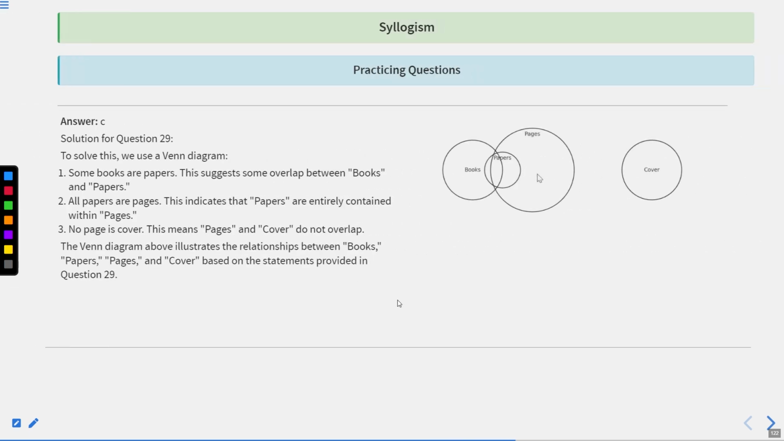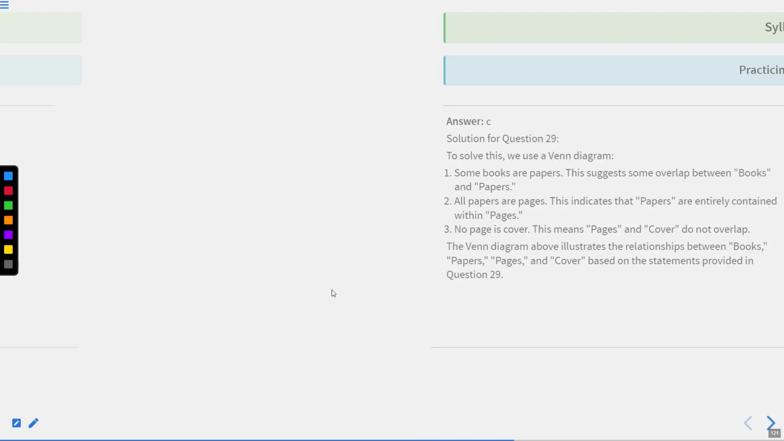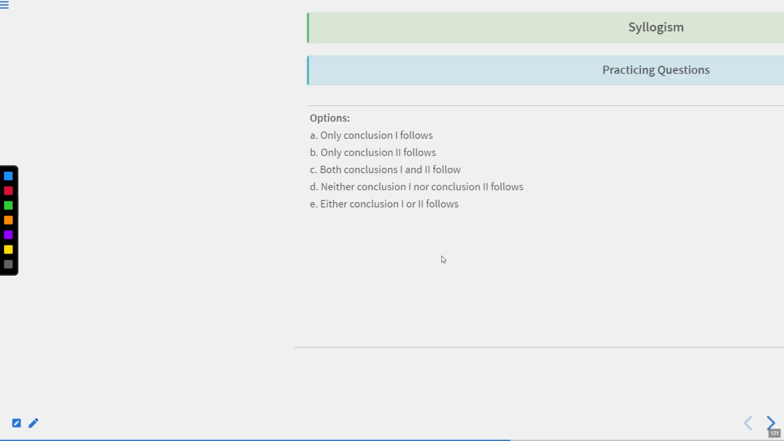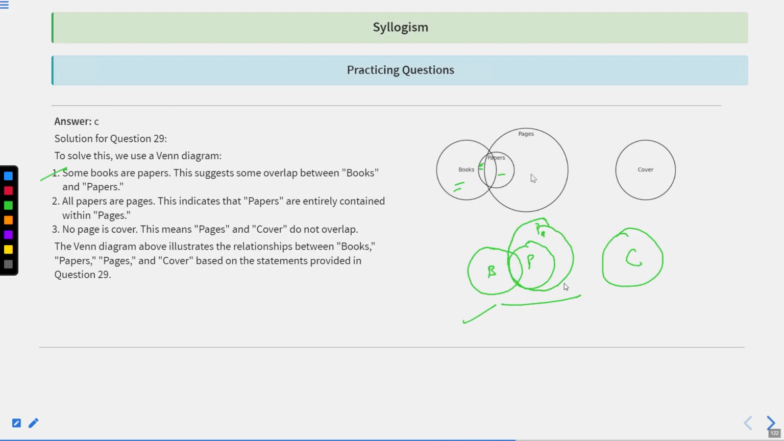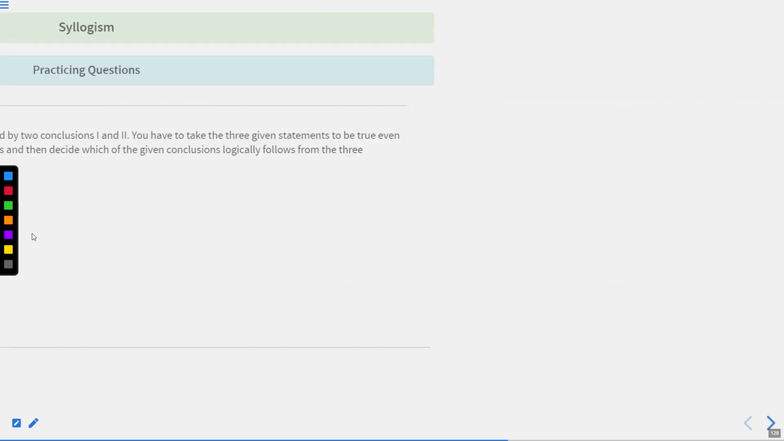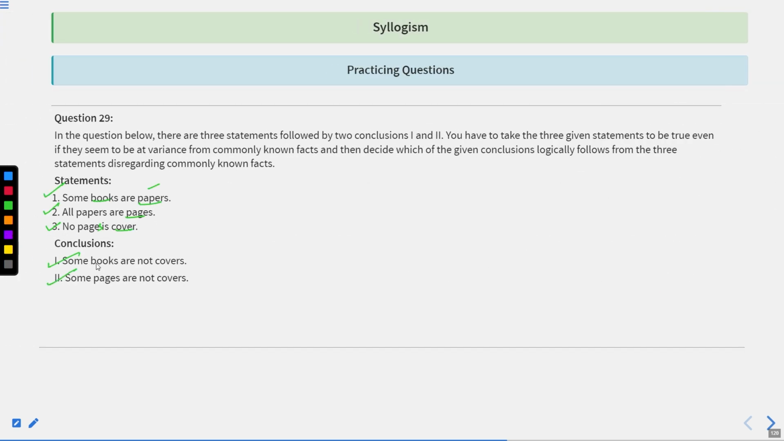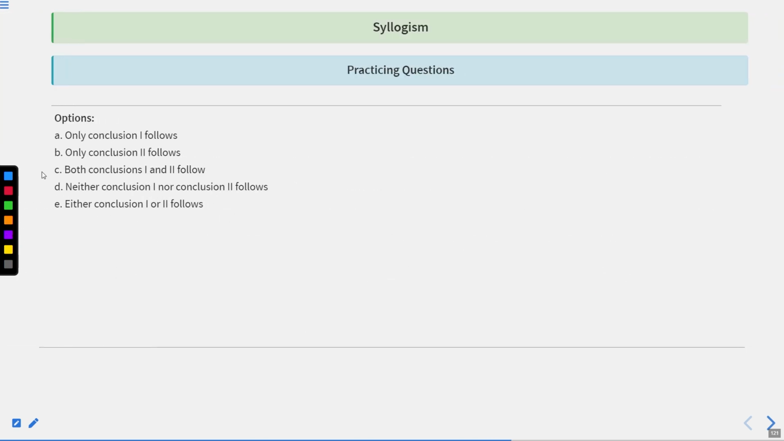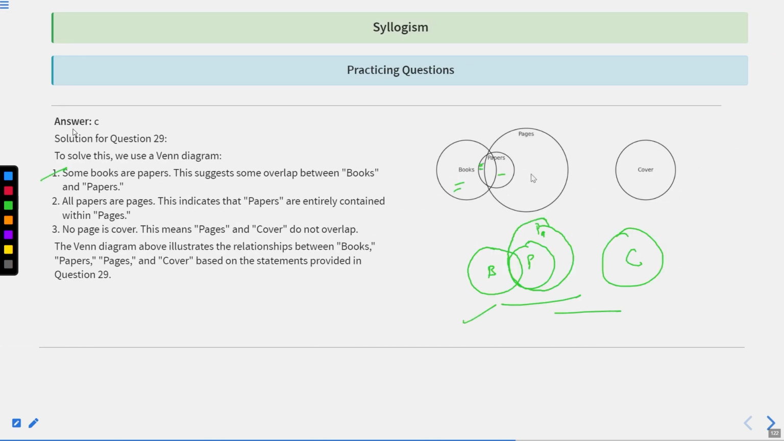And some pages are not covers. That is also very correct from the statement, because there is no link between pages and covers. So both conclusion number 1 and conclusion number 2 follow. So both conclusion 1 and 2 follow. The correct answer will be answer C.